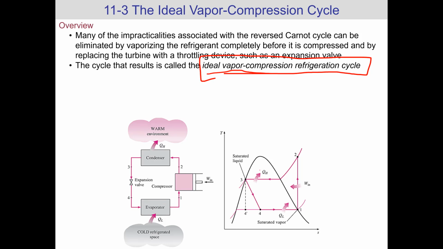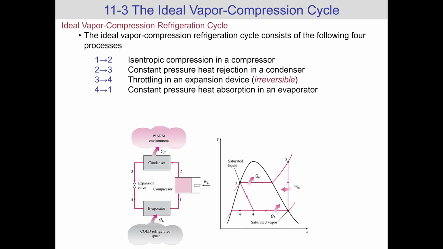So what you have in this cycle are 4 processes. You have state 1 starting as a saturated vapor being isentropically compressed to state 2. State 2 to state 3 would be constant pressure heat rejection. State 3 to state 4 would be a throttling expansion, throttling the pressure from the high pressure to the low pressure. And state 4 to state 1 would be constant pressure heat absorption.